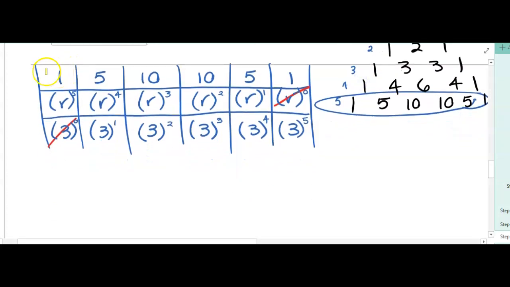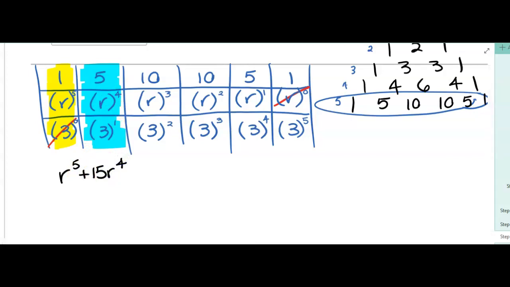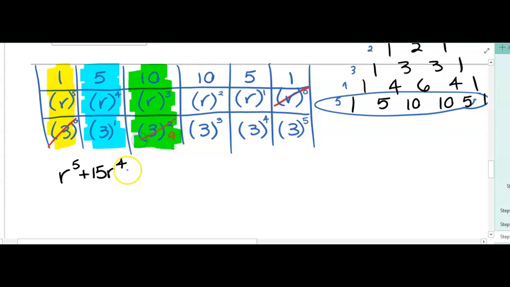And now I'm ready to just multiply all the way down the column. 1 times r to the 5th times 1 is r to the 5th. Multiplying down the second column. 5 times 3, 3 to the 1st is just 3. 5 times 3 is 15, r to the 4th. Going down the next column. And again, if you want to multiply this out first, you can and call that 9. 3 squared is 9. 9 times 10 makes 90.